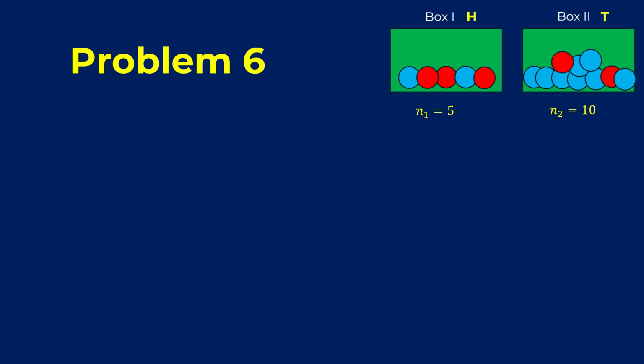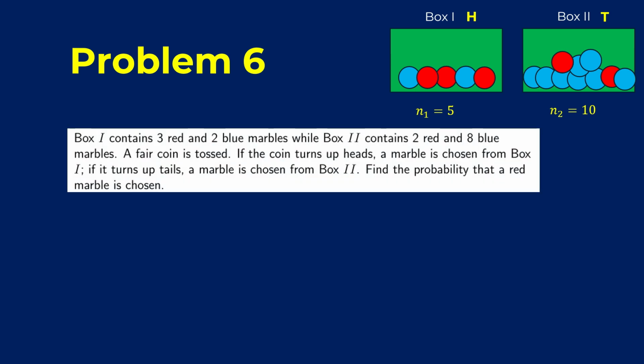Hello and welcome. In this video, we will review a slightly different variation of problem 5, which we solved in the previous video, and we stated that box 1 contains 3 red and 2 blue marbles, while box 2 contains 2 red and 8 blue marbles.